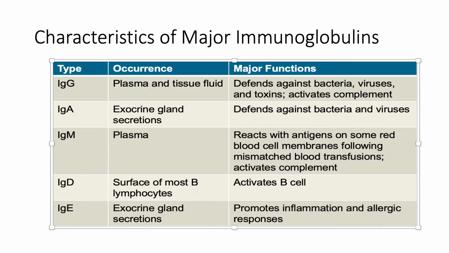Now let's look at the characteristics of major immunoglobulins. We said that 3 of the 5 major types of immunoglobulins include most of the circulating antibodies. These types are immunoglobulin G, which accounts for about 80% of the antibodies, immunoglobulin A, which makes up 13%, and immunoglobulin M, responsible for about 6%. And we said the remainder of the antibodies are immunoglobulin D or immunoglobulin E.